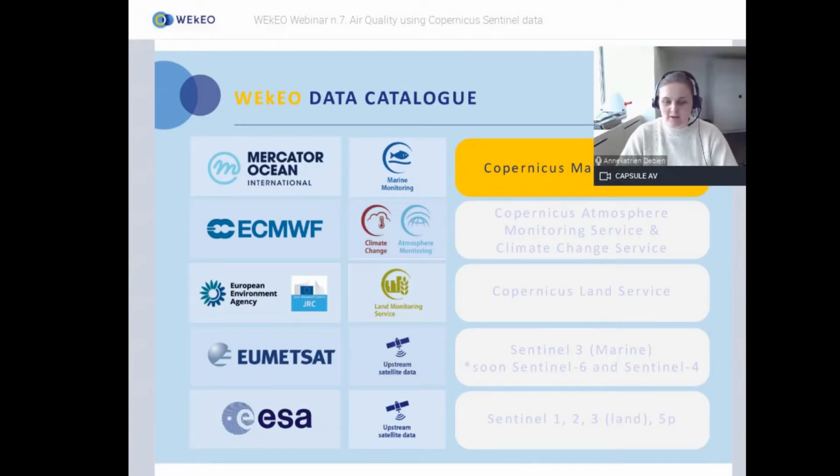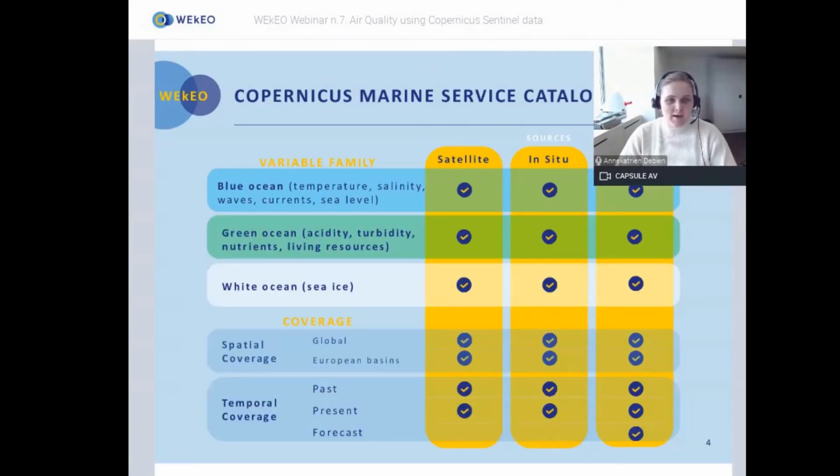And so what can you get from those services? The Copernicus Marine Environment Monitoring Service provides information about the oceans on a global level. So you have spatial coverage really in the global oceans, and with a more detailed spatial coverage in the European oceans. It provides both parameters related to the blue ocean, so temperature, salinity, waves, sea level, the green ocean, productivity in the ocean, in the sea, acidity, turbidity, things that influence the productivity, and then white ocean, which is the sea ice in the Arctic.